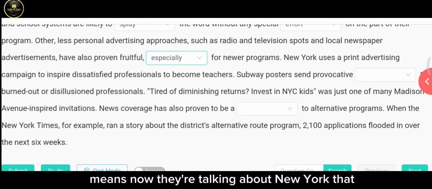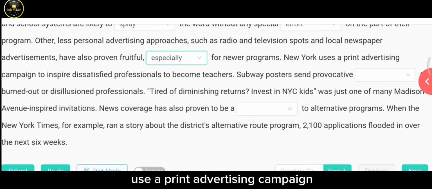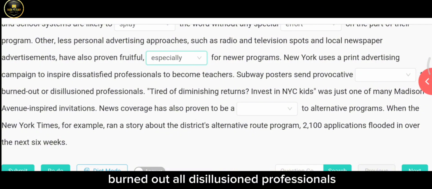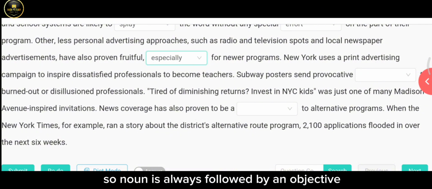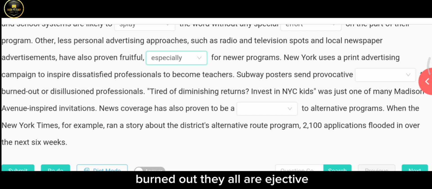Means they're talking about New York that uses a print advertising campaign so that they can inspire those professionals who are dissatisfied so that they can become teachers. Subway posters, like is another way, send provocative, burned out or disillusioned professionals. So over here, as I see, professionals is a noun, so a noun is always followed by an adjective. So disillusioned, burned out, they all are adjectives.